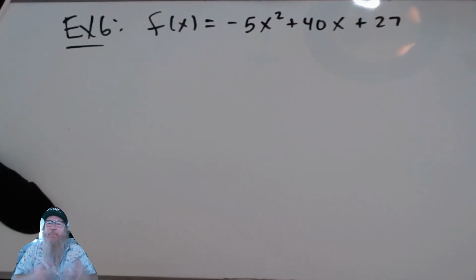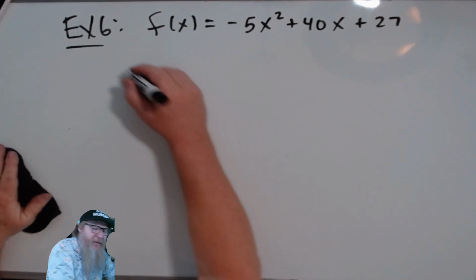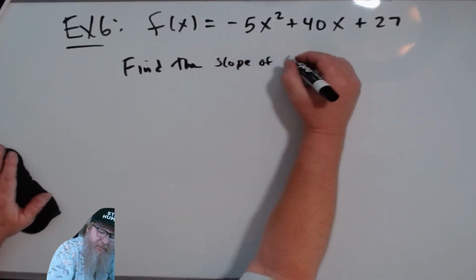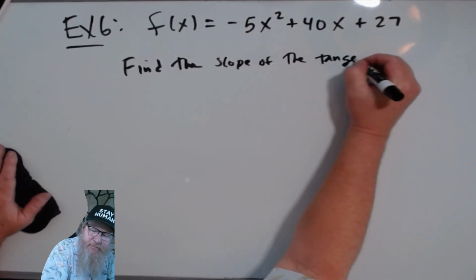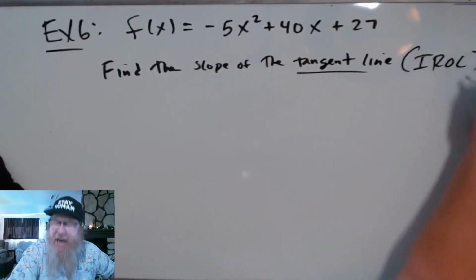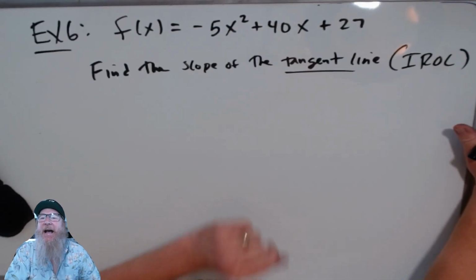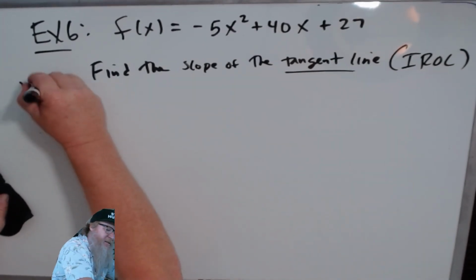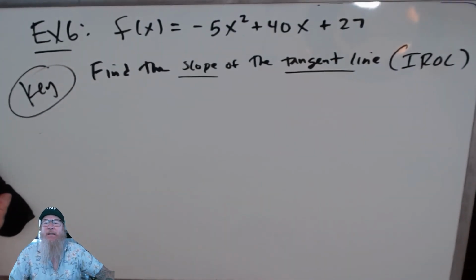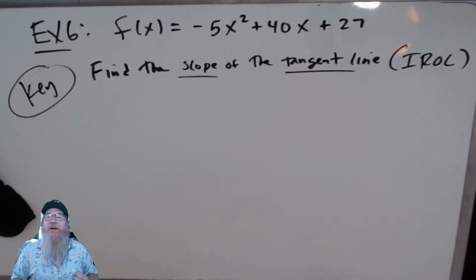So circling back to the beginning of chapter 2, what was a derivative telling you? It was telling you the slope of the tangent line. In other words, the instantaneous rate of change, the IROC. That's what the key question was: finding the slope of the tangent line. And I just want to make sure that before we move on to the business of business calculus, that we don't forget where we came from, right?